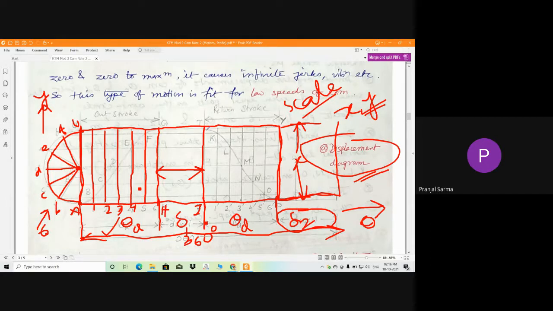Next, at the end of the dwell, we have the starting of the descent stroke. Once again, depending on how many divisions you have made before, an equal even number of equally spaced divisions we are going to make here. So six equally spaced divisions we are going to make in theta D, that is the descent stroke angle. Already the length of the descent stroke has been done as per the considered scale.